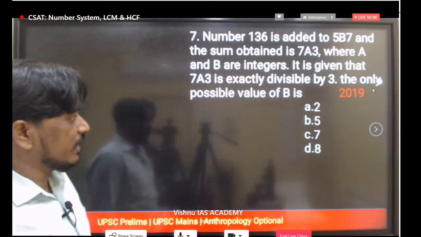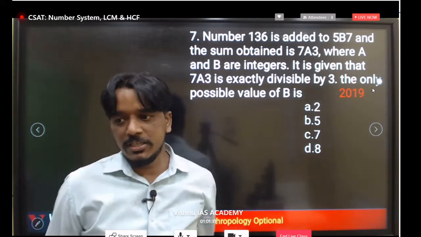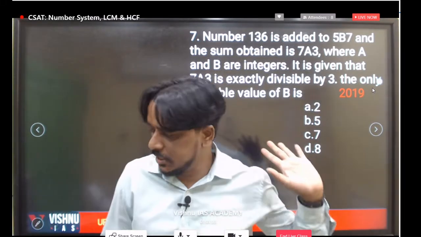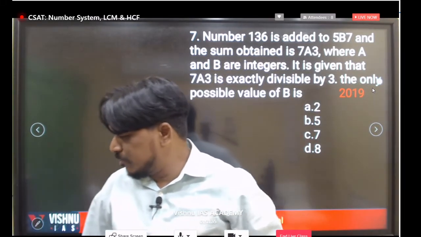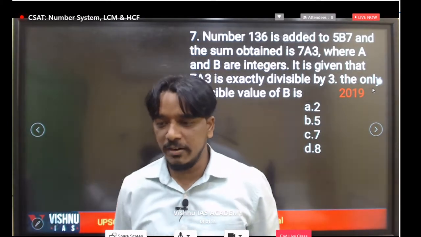Divisibility rule of 3. Again, in 2019 they asked a question related to divisibility by 3. Very simple concept. Everyone try to answer within 30-40 seconds. It's an important and simple concept because we already covered the divisibility rule of 3. Very simple kind of question.